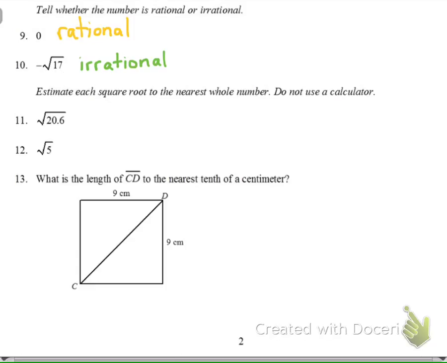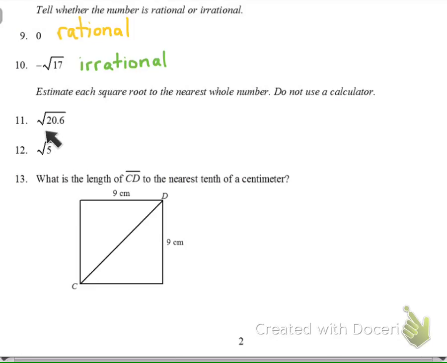Alright, now, number 11 and 12. Notice here, it says do not use a calculator, which means you're going to have to show your work or you're not going to get any credit. Okay, so here's what your work should look like to receive credit.